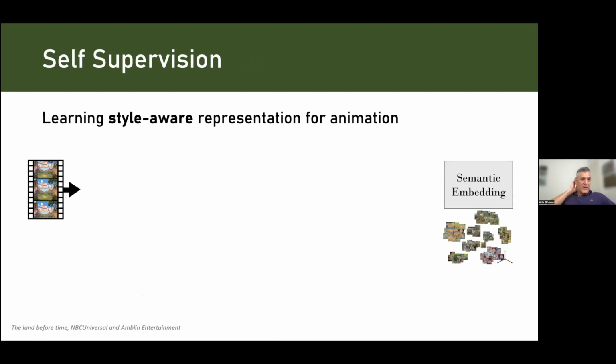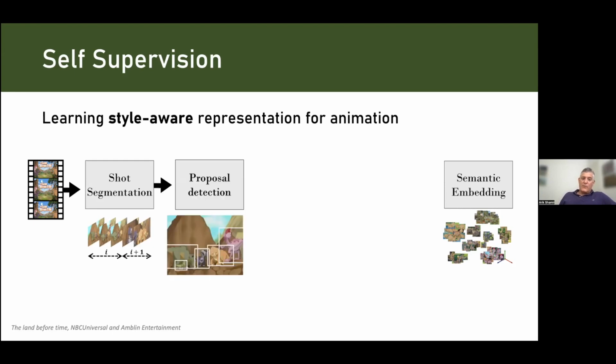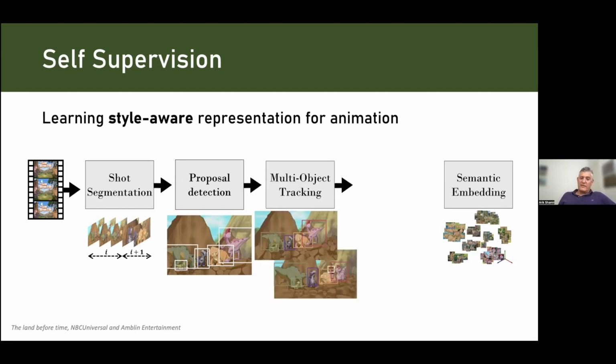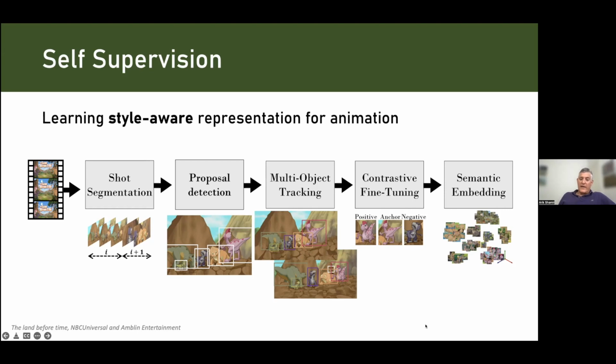In this case, we were trying to learn what we call a style-aware representation for animation. And when we talk about style-aware, we mean a specific, let's say, series or a specific animation style. We start by taking existing footage of a video and then segmenting it into shots. Then we use some proposal detection algorithm, which is a base proposal detection. I'm going to talk about it in a minute. And then we use tracking on those proposal detections. Later on, we use this tracking in order to create a fine-tuned network that will learn the semantic embedding for this specific style of animation. And then once we have this specific embedding, we can run algorithms that have much better precision and recall than the usual ones.